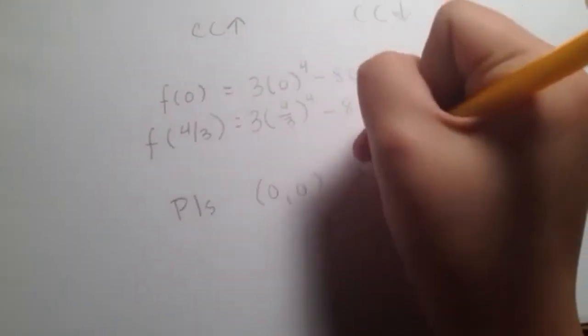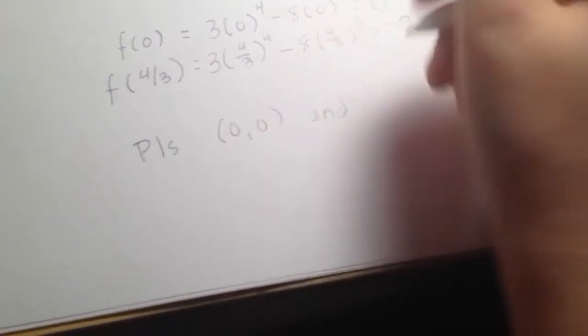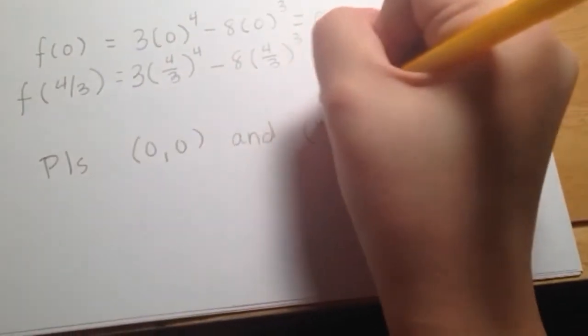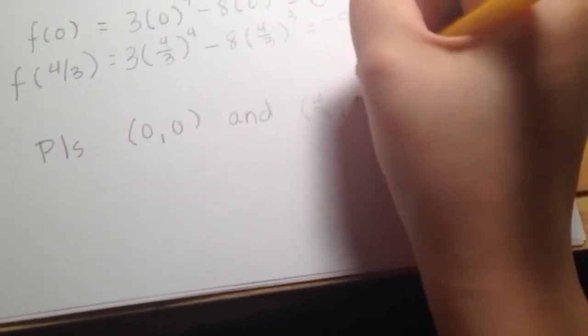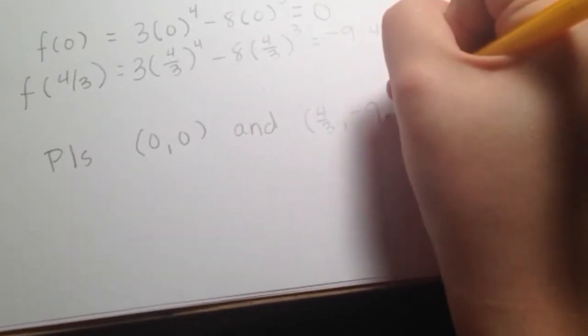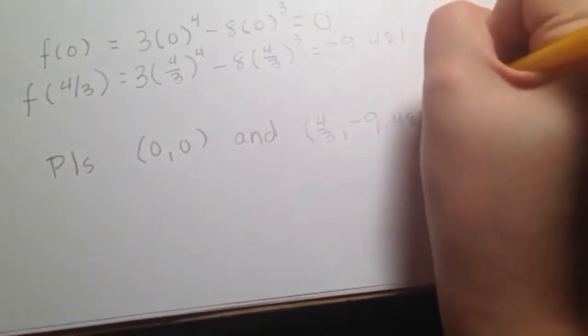So our PIs are at 0, 0, and 4/3, negative 9.481.